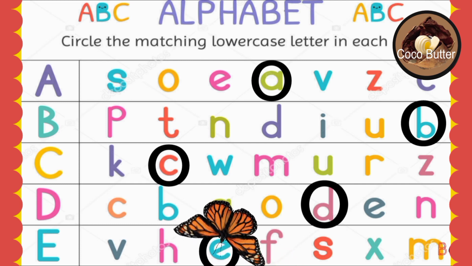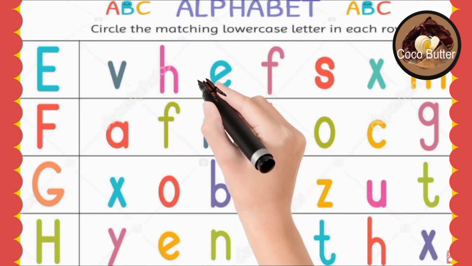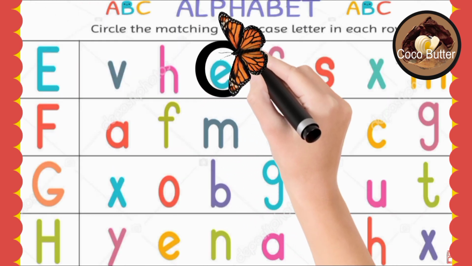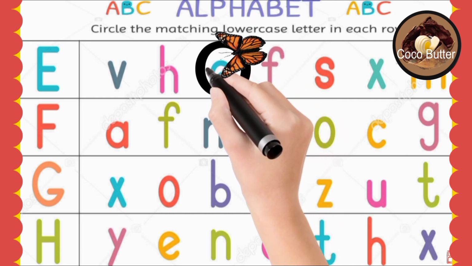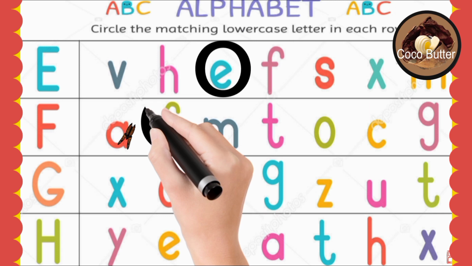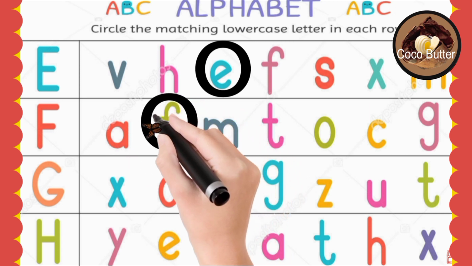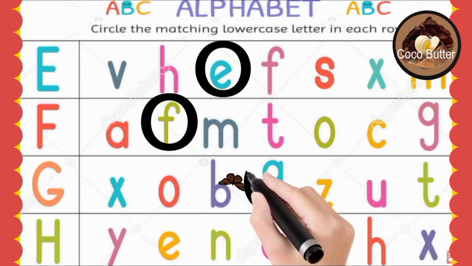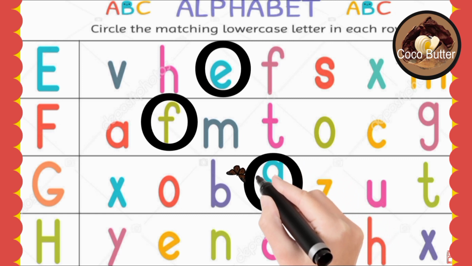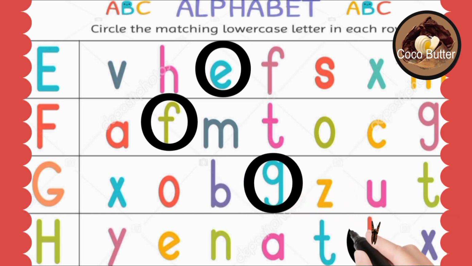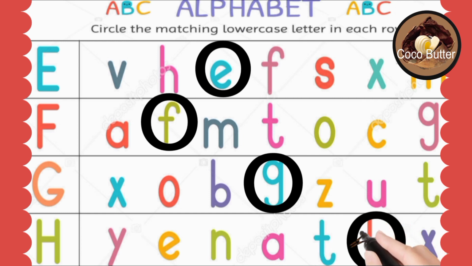Capital E, small e. E for elephant. Capital F, small f. F is for fairy. Capital G, small g. G is for god. Capital H, small h. H is for hen.